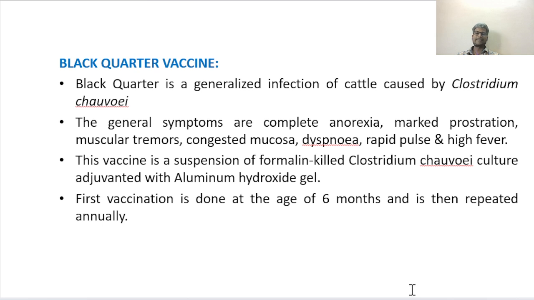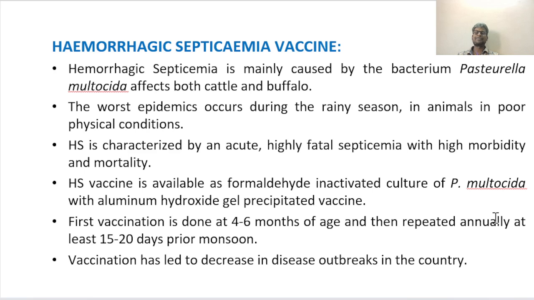Black quarter vaccine. It is a generalized infection of cattle caused by Clostridium chauvoei. The general symptoms are complete anorexia, marked prostration, muscular tremor, congested mucosa, dysphonia, rapid pulse and high fever. This vaccine is a suspension of formalin-killed Clostridium chauvoei culture adjuvanted with aluminum hydroxide gel. First vaccination is done at the age of 6 months and is then repeated annually for that particular cattle.